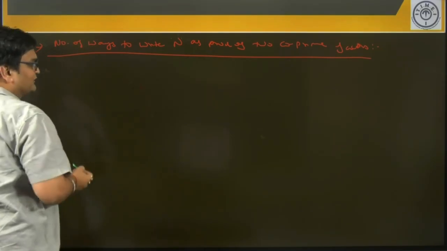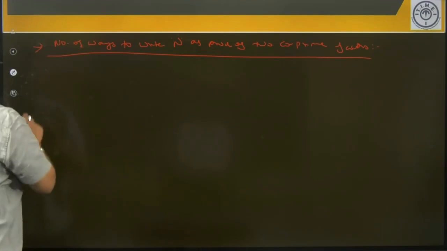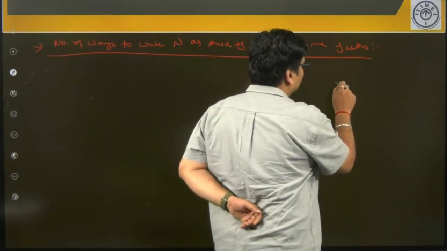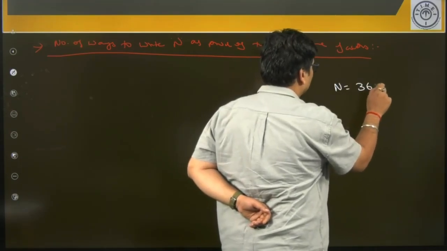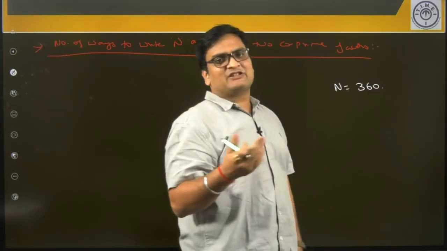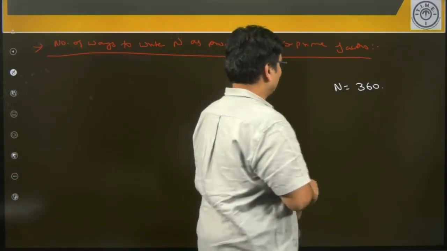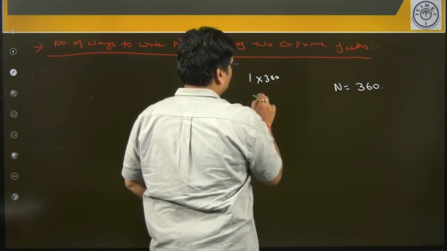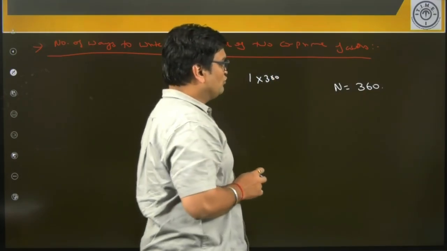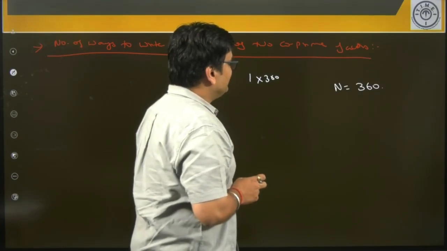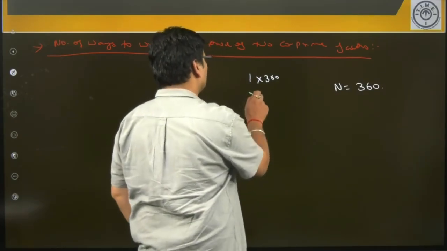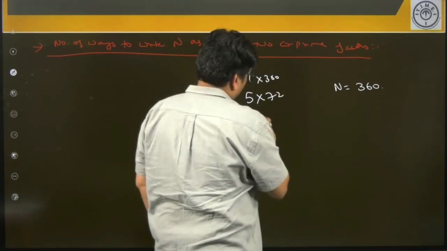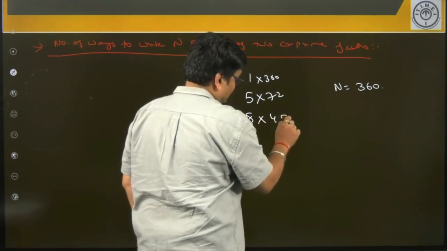I will just share the formula, but before that, let me try to present the logic here. If you take the number n to be, let us say, 360, in how many ways can we write 360 as product of two co-prime factors? One of the ways will be 1 into 360, right? The other could be 3 into 120, no. 4 into 90, no. 5 into 72. There's one more, right? 6 into 60, no. 8 into 45, yes. Both are co-primes.